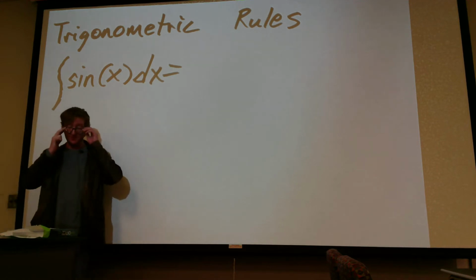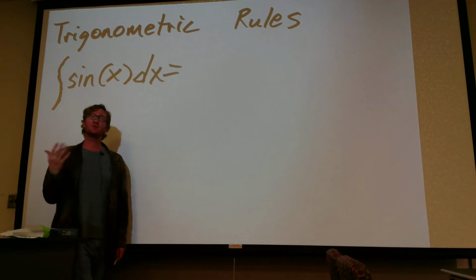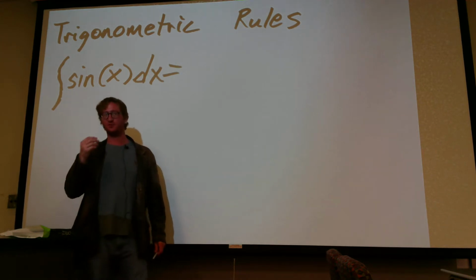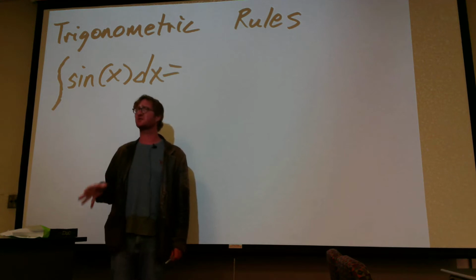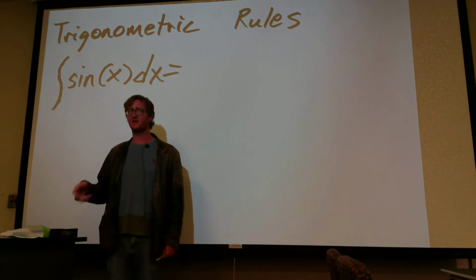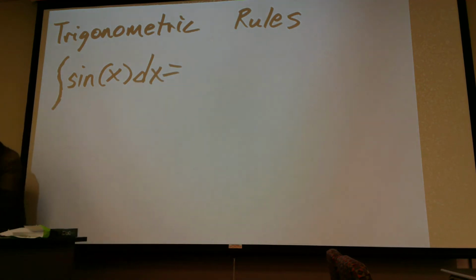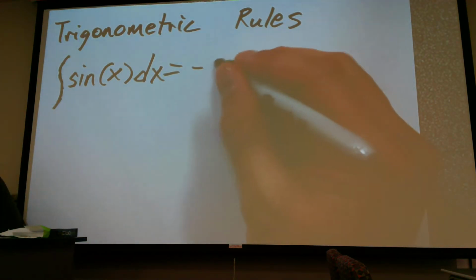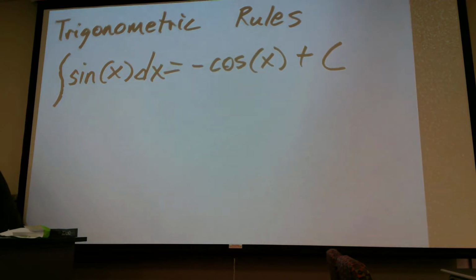Okay, now the rules for antiderivatives, they seem a little bit backwards from the normal rules for derivatives. So when we talk about the derivative, sine is just cosine, and the derivative of cosine is negative sine. Now the rules are going to switch. So the integral of sine of x is negative cosine of x plus c.